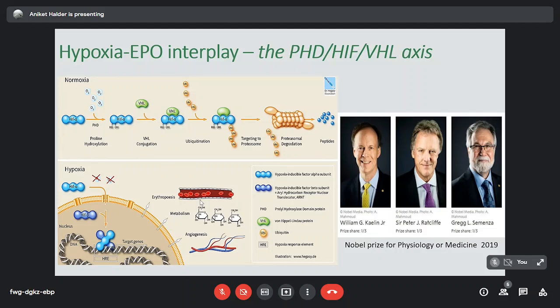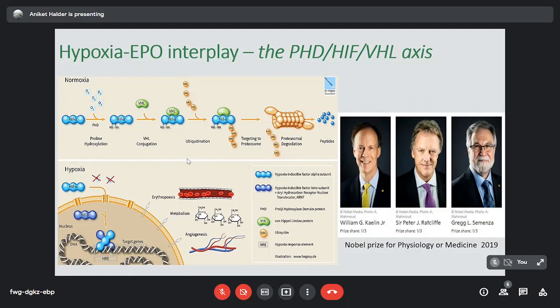So this is the pathway which regulates the production of erythropoietin in hypoxic conditions. Now the role of HIF molecules acting on the hypoxia responsive element was known for almost the last 20 to 30 years. But the key role of von Hippel-Lindau protein in this pathway was unknown.